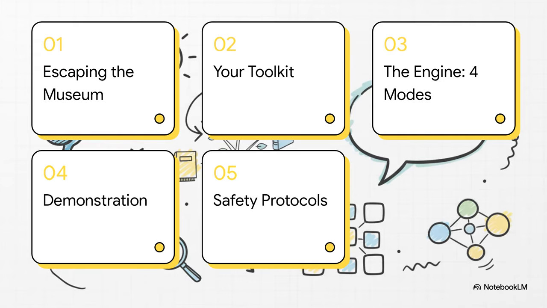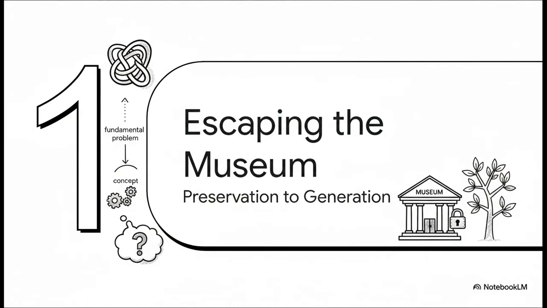Okay, so here's the game plan for today. First, we'll talk about why we even need to escape that philosophical museum. Then, we'll get our hands dirty with the actual toolkit. After that, we dive into the engine room, the 4 folding modes. We'll run through a real-world demonstration so you can see it in action. And we'll wrap up with maybe the most important part, the safety protocols. You gotta know when to stop. All right, section 1. Let's get right into it.